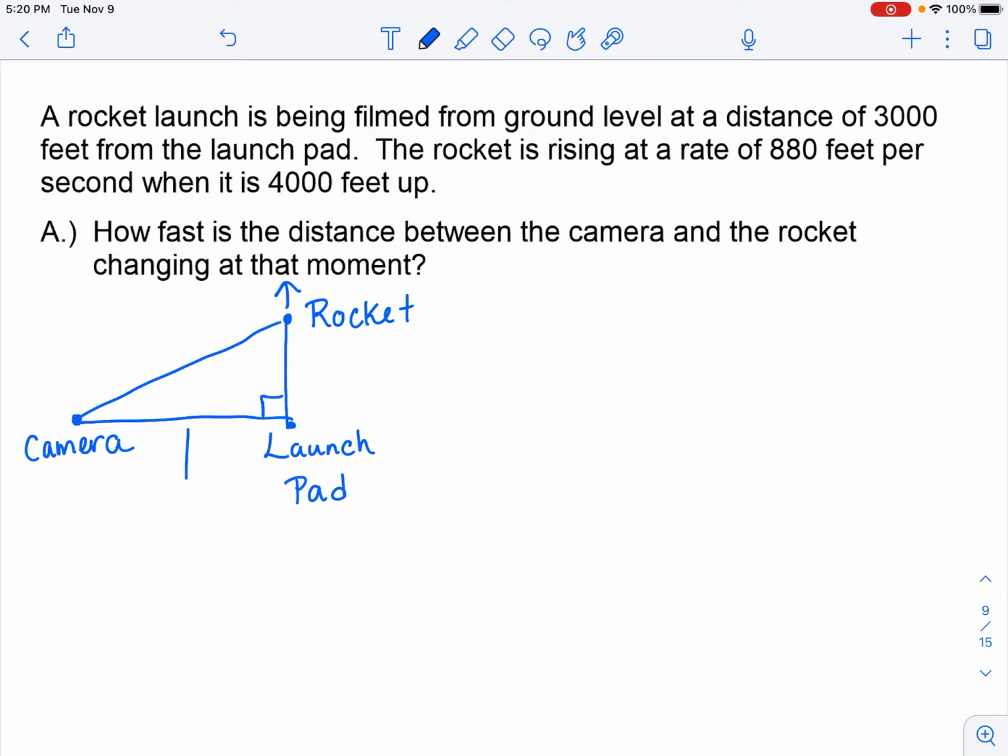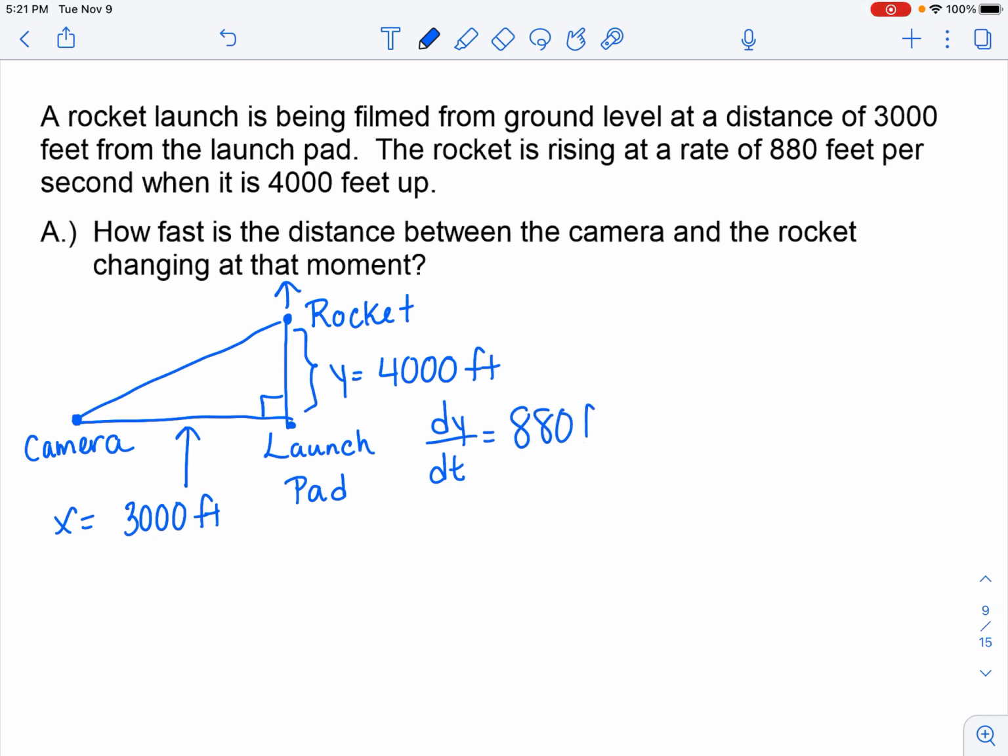I know that the distance right here, the distance between the camera and the launch pad is 3,000 feet. All right. I know that this distance is going to be 4,000 feet, but it's changing, so I'm going to give that a variable. Let's go ahead and use x and y again. So let's do x equals the 3,000, and we'll do y equals 4,000. But we also know that that's changing, so that's dy/dt, at a rate of 880 feet per second. Okay.